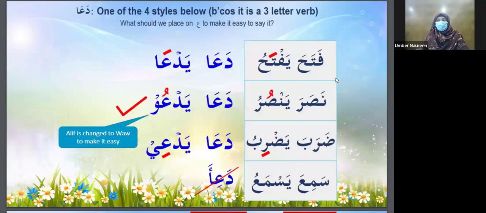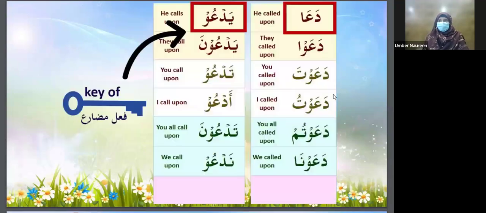And here, where it is going to make its mudari, what the Arabs have done is try all these styles: on the pattern of fataha, yaftahu, it becomes da'a, yad'a; on nasara, yansuru, it becomes da'a, yad'u; on daraba, yadribu, it becomes da'a, yad'i. On the pattern of sami'a, we cannot make it, as it does not have its mazi on that pattern. So this seems suitable to them. They just make the table of mudari on the pattern of nasara, da'a yad'u.